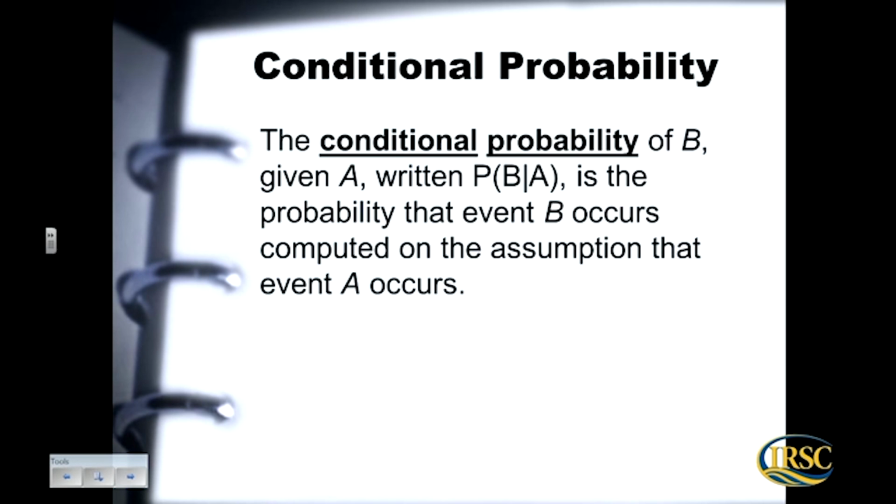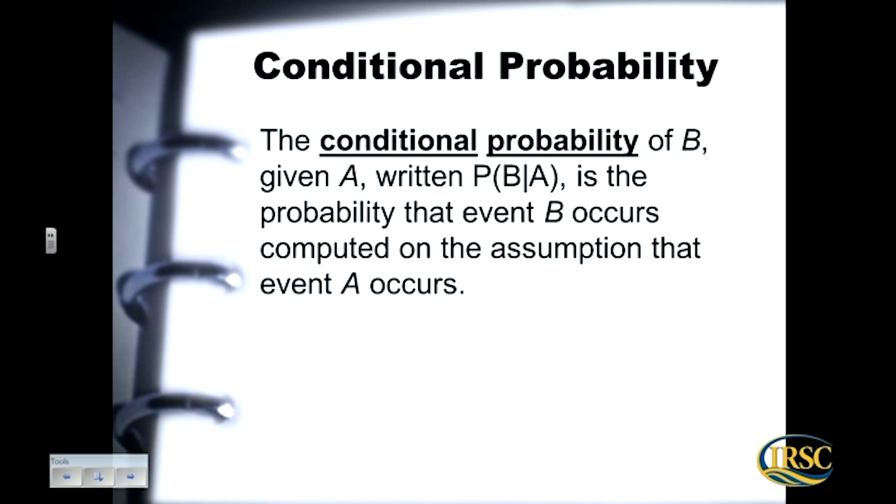All right, conditional probability. So you're looking for the conditional probability of B given A. This is why I don't like that word given in the previous problems. The textbook used the word given too many times, I think, and it could confuse you. So you write it like this with this vertical line. So the probability of B given A, the vertical line means the word given, is the probability that event B occurs computed on the assumption that event A occurs.